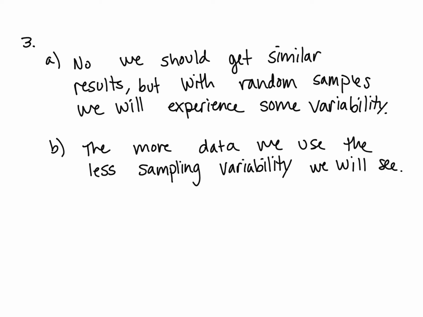If we went from 40 to 100, we would see even less sampling variability. The more pieces of data we use to collect each sample proportion, the closer our points will be, which reduces the sampling variability.